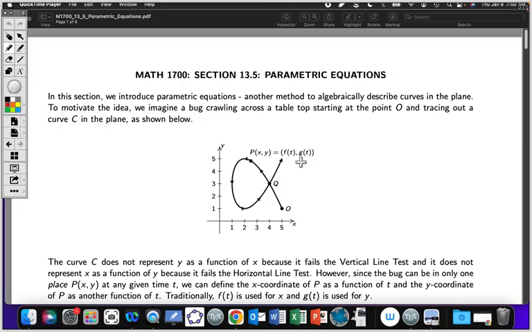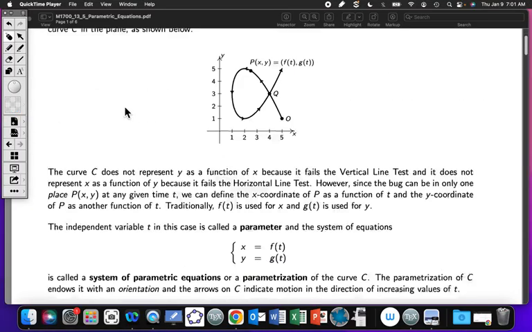And so I like to think of parametric equations as being used to describe trajectories. Okay? So let's do an example.